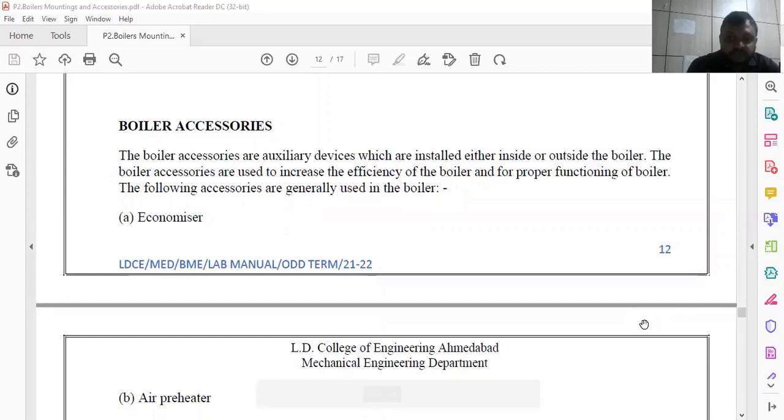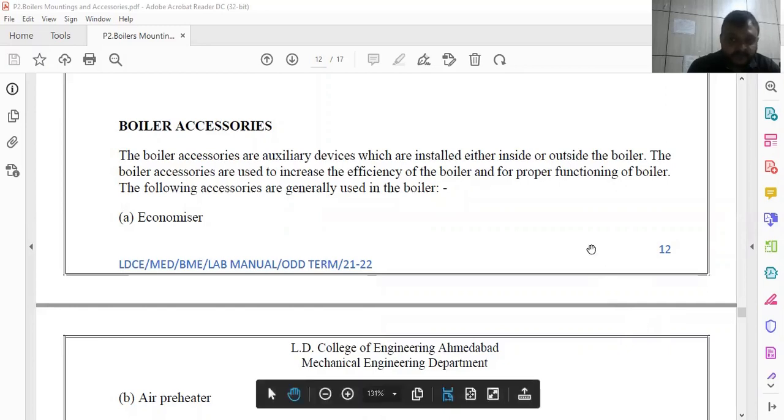So friends, today we'll discuss the boiler accessories. In the last lecture, we discussed the boiler mountings. Now, boiler mountings are compulsory attachments to the boiler, but boiler accessories are auxiliary devices which are fitted to increase the efficiency of the boiler.